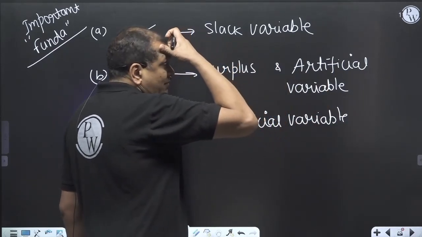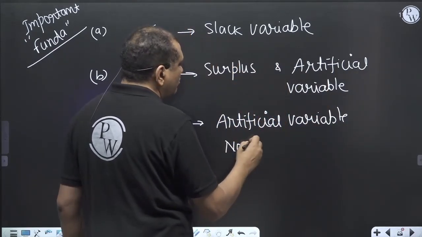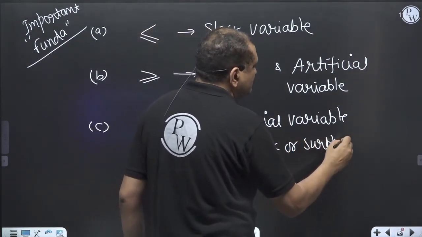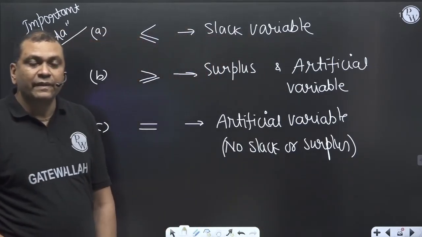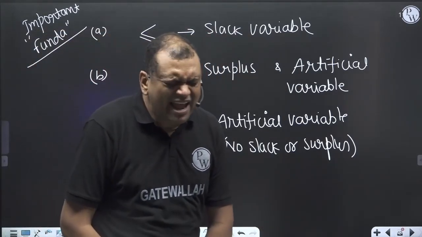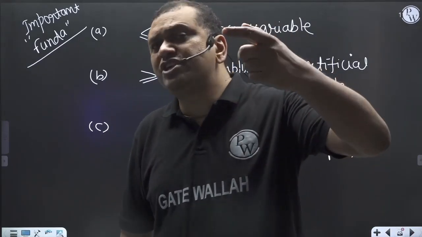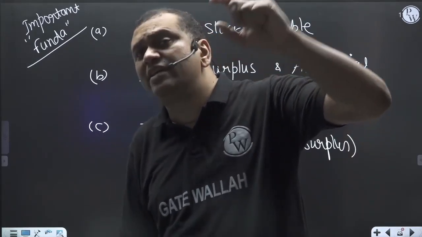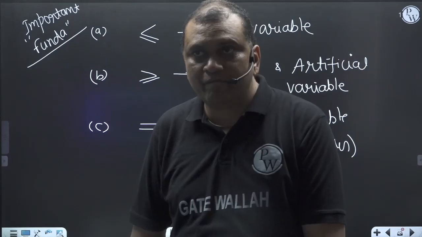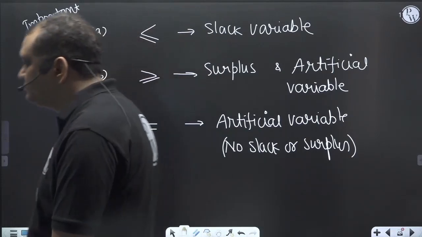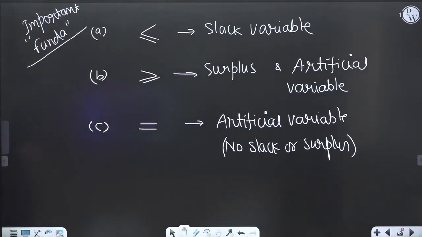No slack or surplus variable. Please remember that. If it is an equality sign, no slack or surplus variable, I will use only the artificial variable, and the coefficient of that artificial variable will be minus M in the objective function. So please remember these things. Okay?